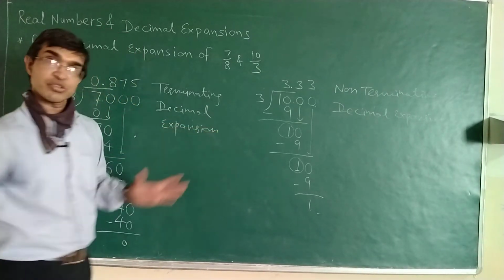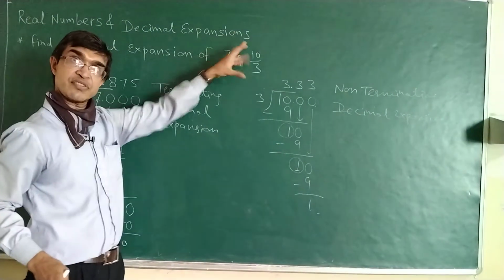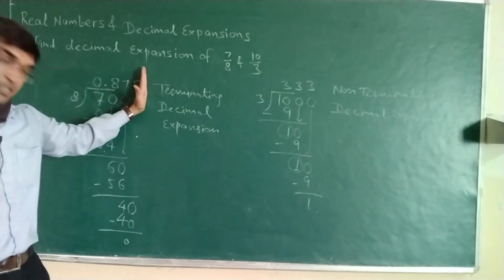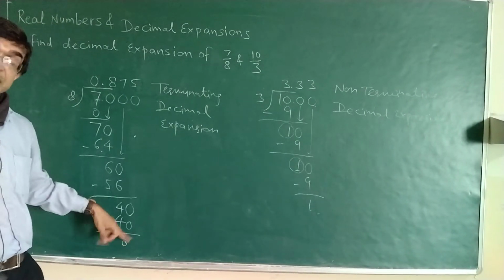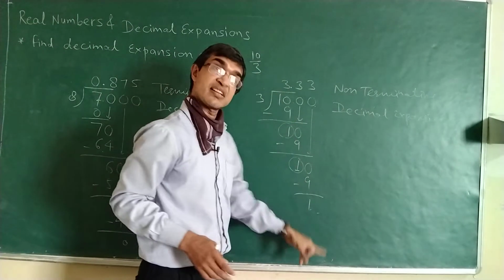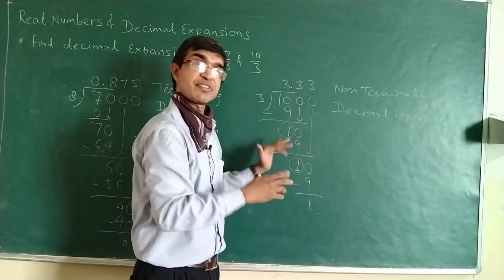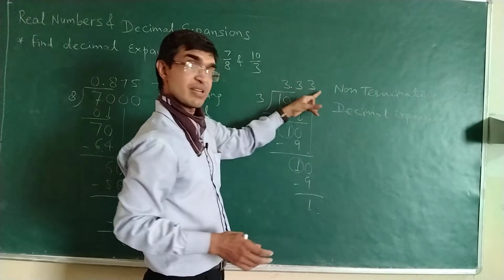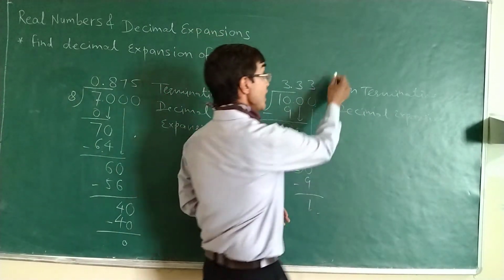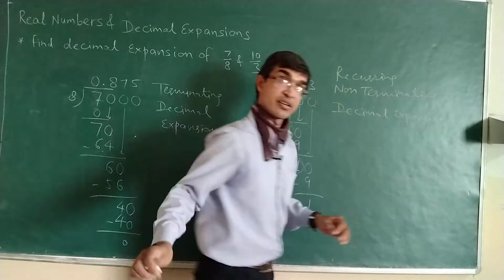So I think this is clear to you. If any fraction is given, first you divide and see if it is terminating, which means you get remainder 0 in some step. And if you never get remainder 0, meaning remainders repeat either after one digit, after two digits and so on, then you get a non-terminating decimal expansion, but it will be recurring, meaning repeating. Okay.